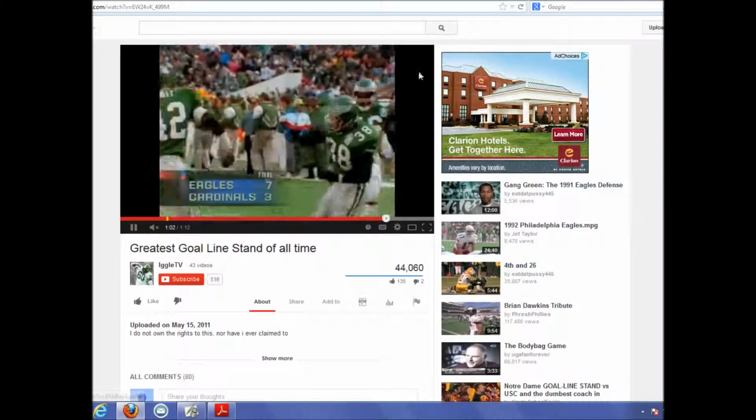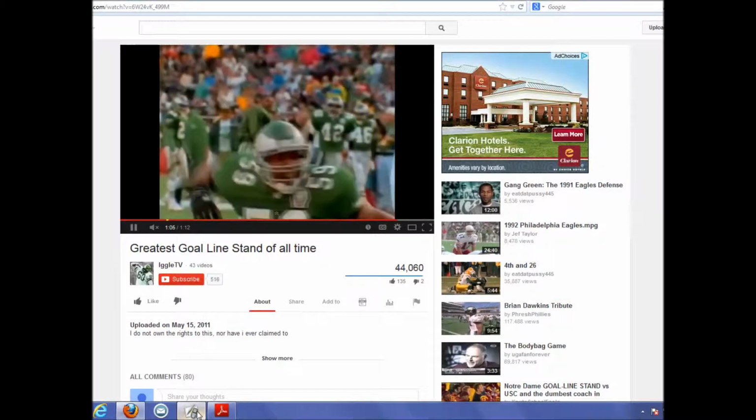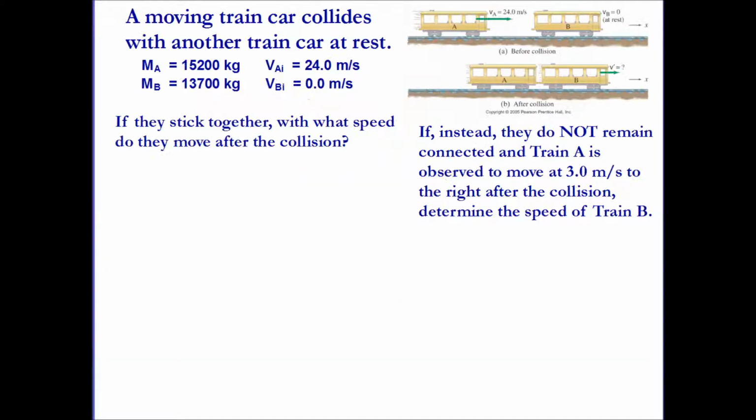I'm going to go ahead and stop it there, and let's head on back to our slides. All right, now here we have the time for us to practice actually solving some problems using conservation of momentum. You have this in front of you as well. I want to go through and just show you how to write the equations necessary to be able to solve these problems. So we have a moving train car that collides with another train car that's at rest.